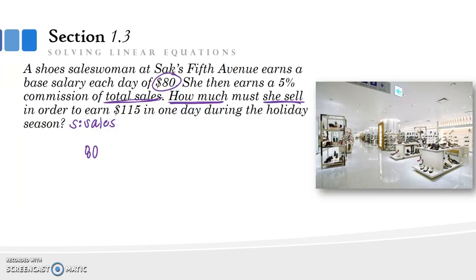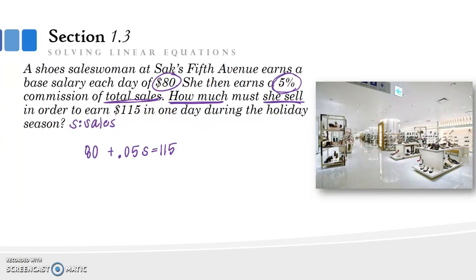And I can say 80 plus 0.05 times S is an algebraic expression that describes how much she'll make in one day, because 5% of her sales is 0.05 times the unknown quantity, so whatever amount she sells to people. Her goal in this problem is to earn $115. So in order to figure out how much sales we need, we're going to set that equal to 115.